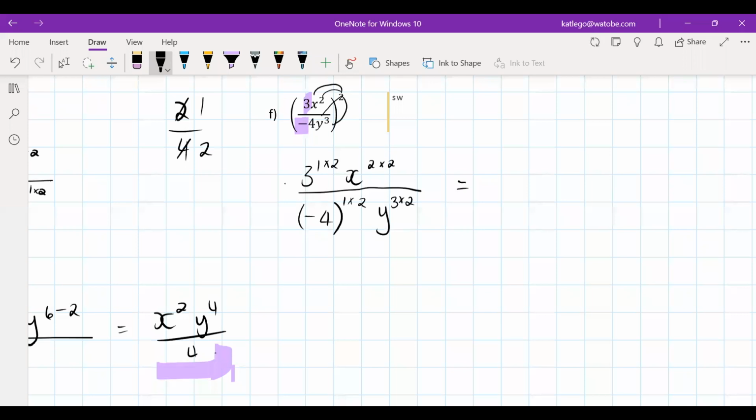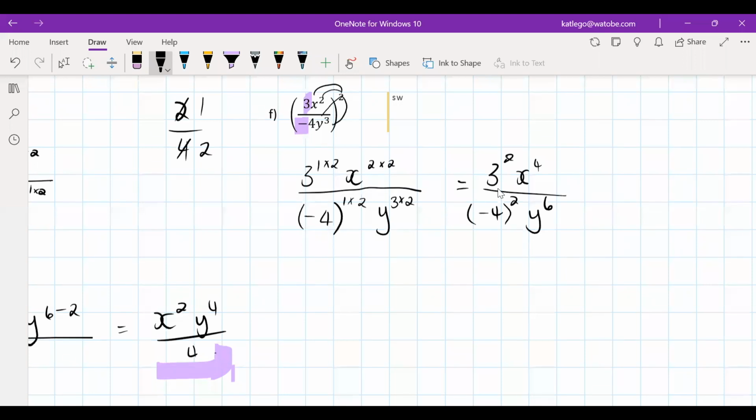So in your numerator, you will have 3 to the power of 2, and x to the power of 4. To the power of 2 and x to the power of 4. And then in the denominator? Negative 4 to the power of 2. And y to the power of 6.